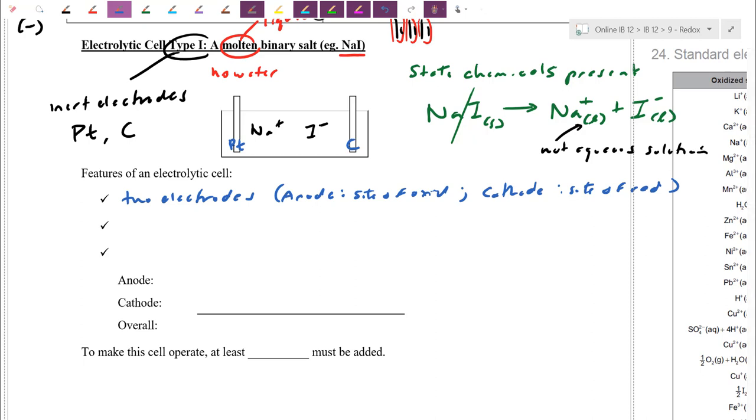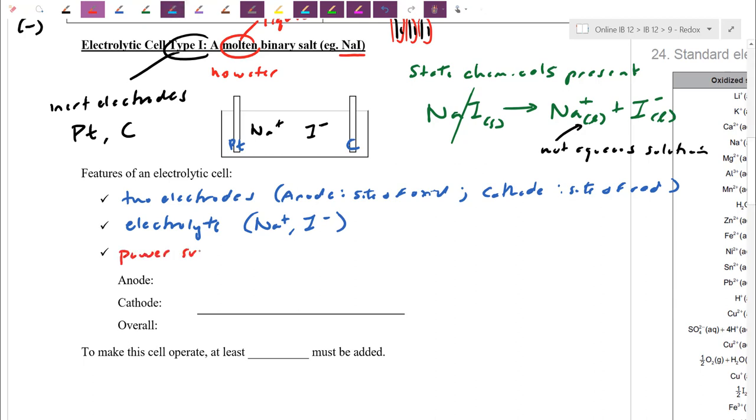So we still need two electrodes. We still need some sort of electrolyte. They at first just called it NaI solution, but we had already broken it up: I have Na+ liquid and I have I- liquid, so not aqueous. The thing that's new in this cell is we need to have a power supply. Remember, this is a non-spontaneous reaction. I can guarantee that when we actually look on the table later on. It's this power supply, I'm using electrical energy to run a chemical reaction.